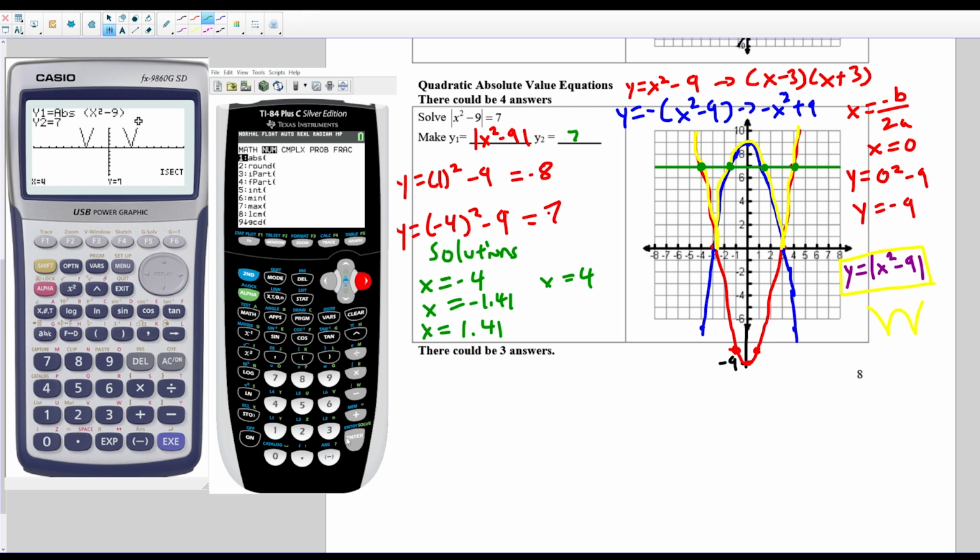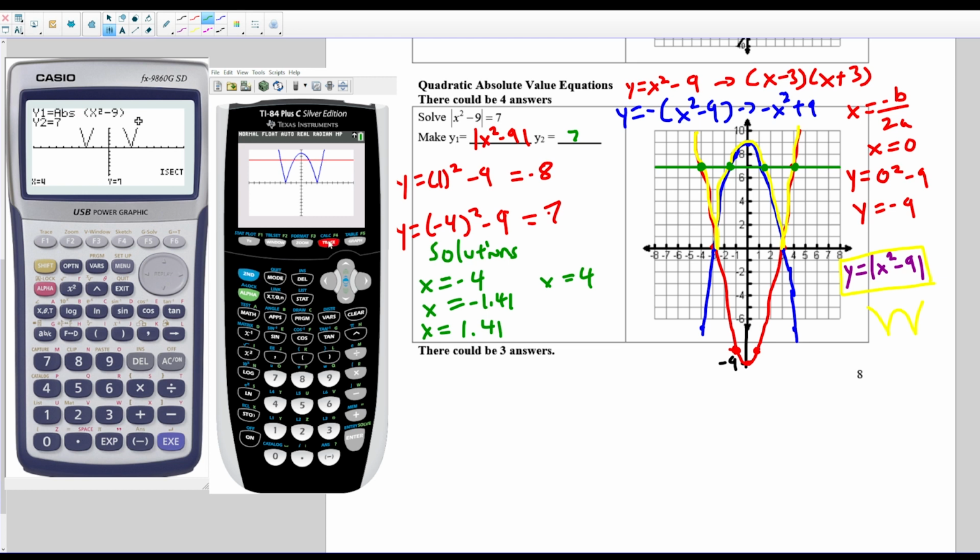So starting off with our y1, we said that we had x squared minus 9 in y1. And then for y2, we have y2 equals 7. So let's go ahead and graph that. And we'll see our absolute value function come down slowly. Our second red line there gives us 4 intersecting points.